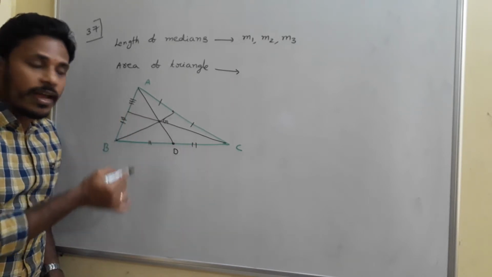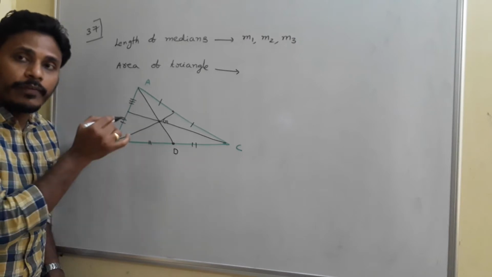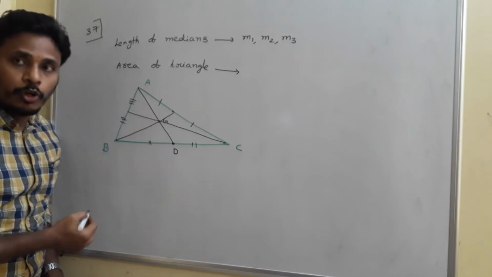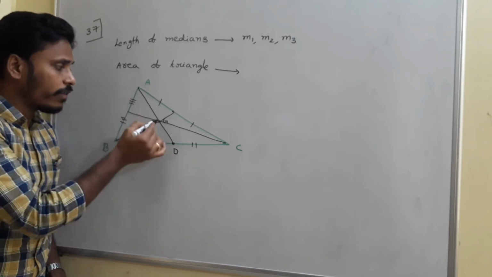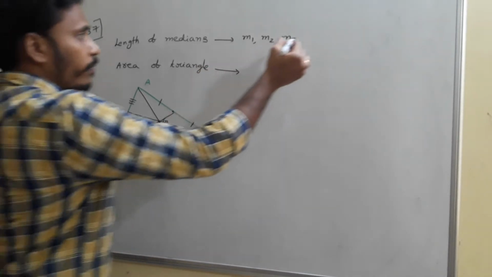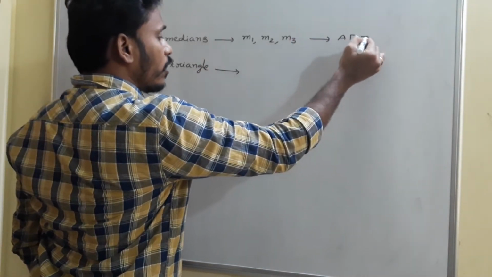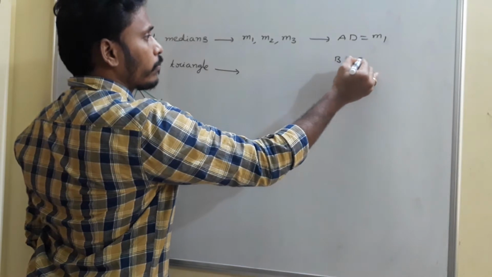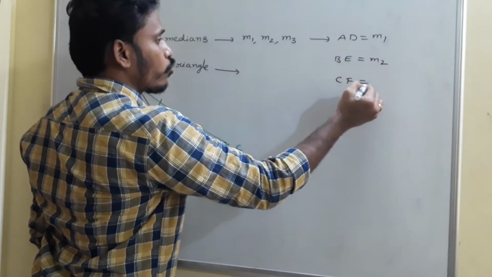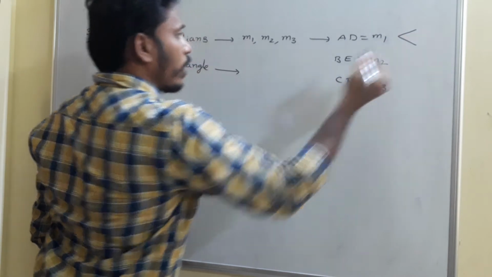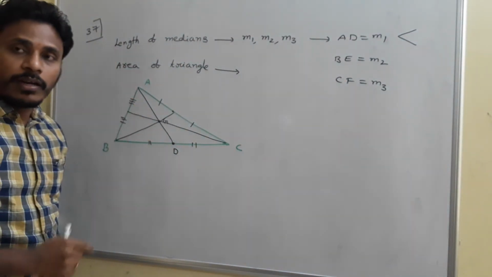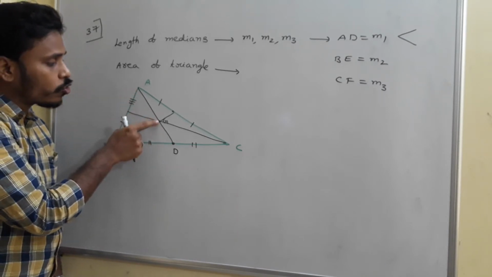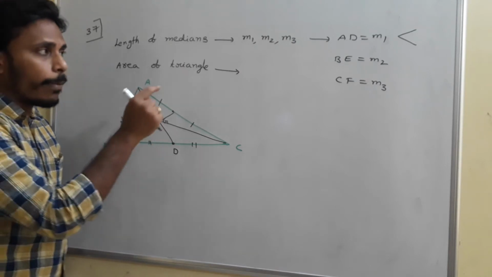There are three medians in a triangle, and those three medians meet at a point, which we call the centroid. As we discussed, this centroid divides the medians in the ratio 2:1, and that's why we can write AG and GD. So it is clear that AD equals m1, similarly BE equals m2, and CF equals m3. Since centroid divides AD in the ratio 2:1, we can calculate the lengths AG and GD by splitting m1.